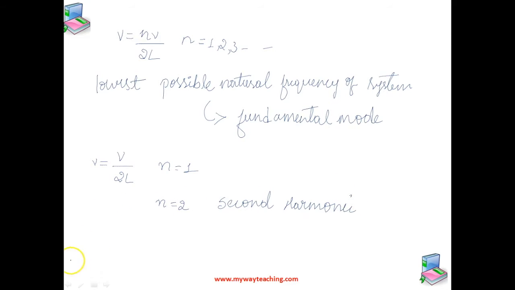And for n equal to 3, the frequency is called the third harmonic, isn't it? It goes on. We can label the various harmonic symbols by vn, where n goes from 1 to 3 and continues.